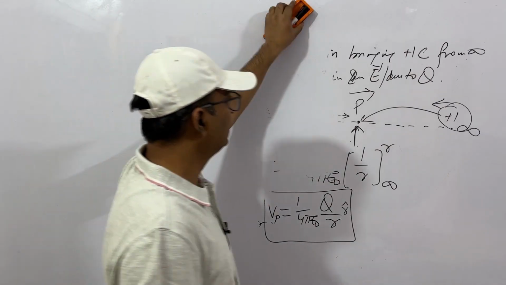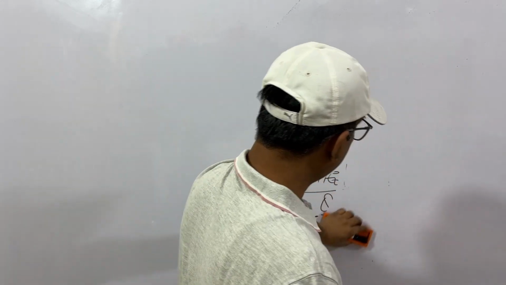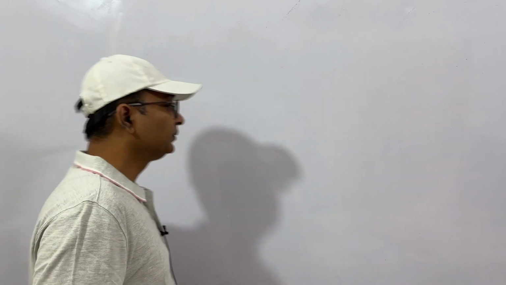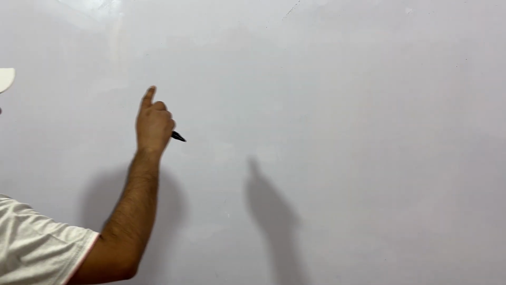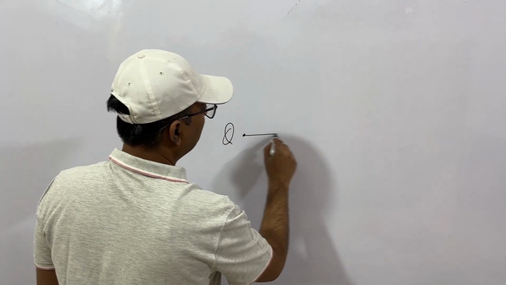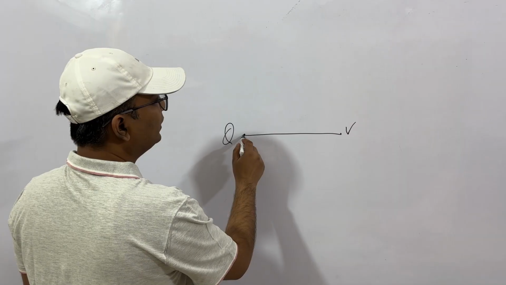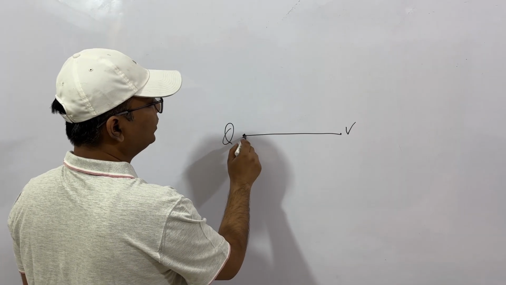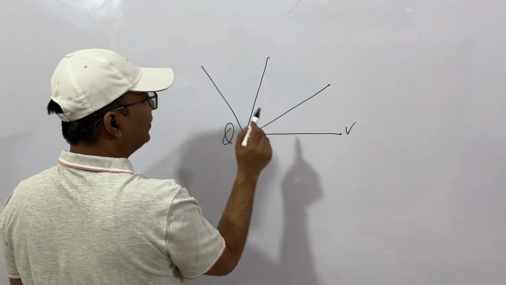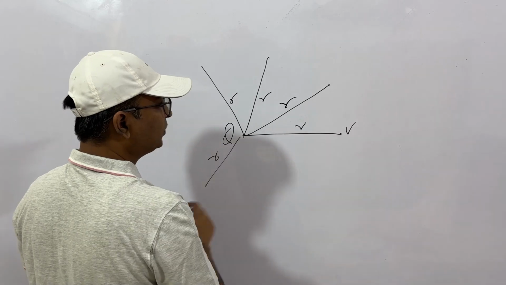Again, I am giving the definition. The work done in bringing a unit positive charge from infinity to a point in an electric field is the electric potential of that point. So if this is Q and we are talking at r distance, this is, let's say, V. This means if this is charge Q, then in every direction at distance r, the magnitude of this potential will be same. Not the direction, but the magnitude of this potential will be same.